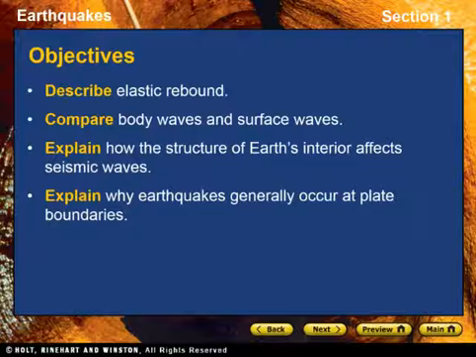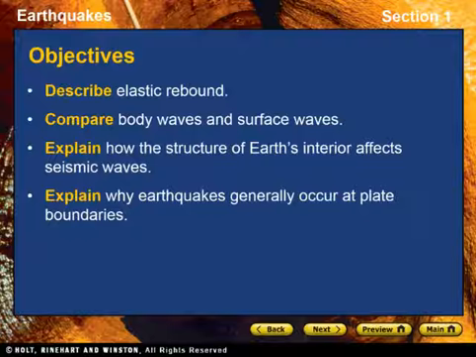Secondly, compare body waves and surface waves. I'm sure you've heard of seismic waves before, and there are actually several different types of seismic waves. The first 2 types of seismic waves that we're going to investigate are body waves and surface waves. Then explain how the structure of Earth's interior affects seismic waves. So specifically, things like body waves and surface waves are going to try to travel through the Earth's interior. They're not going to travel the same way and at the same speed. So you're going to try to explain how the structure of Earth's interior makes those differences happen.